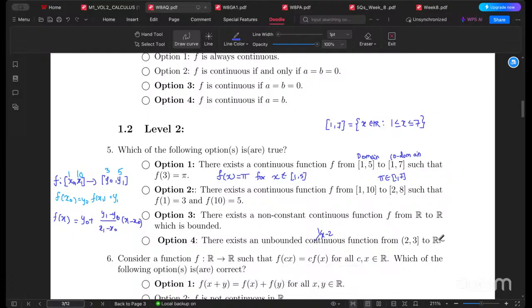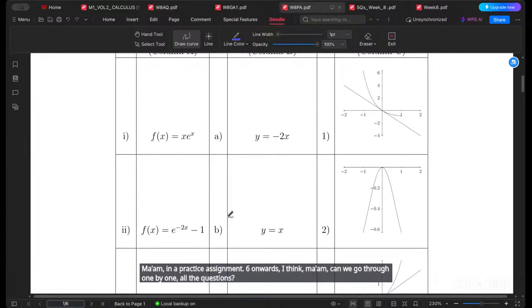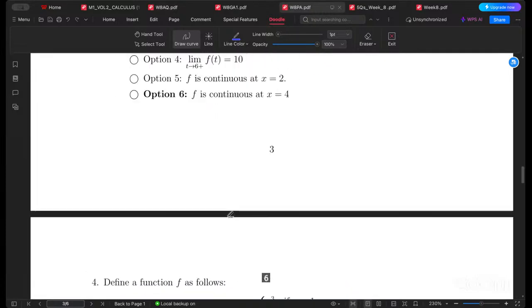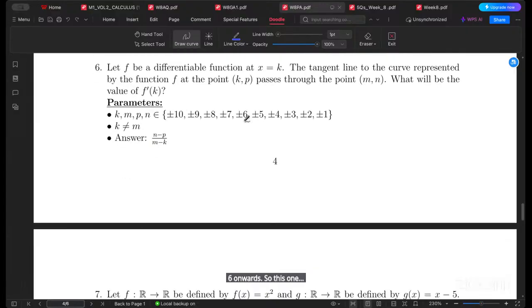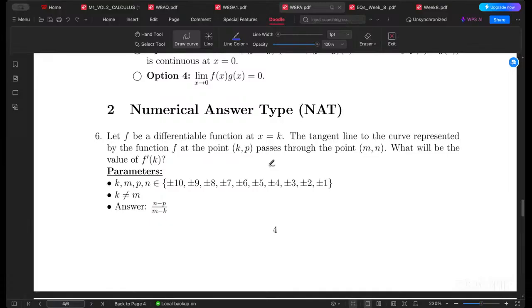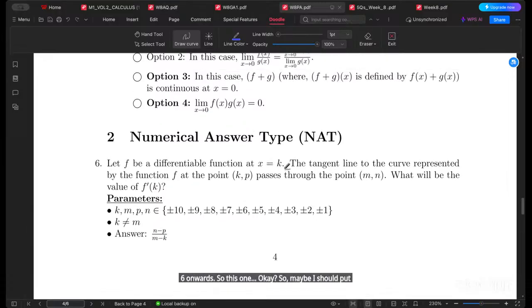Ma'am, in the practice assignment, 6 onwards, can we go through all the questions one by one? 6 onwards. So this one? Yes, ma'am. Okay, maybe I should put some values here. Can someone give some values, whatever you are looking at in your portal? Tell some values, otherwise it will not be good. So x is equal to, what is the value you are seeing? Tell me.